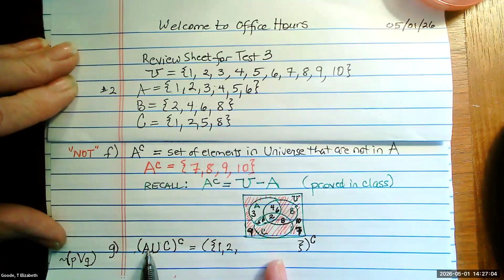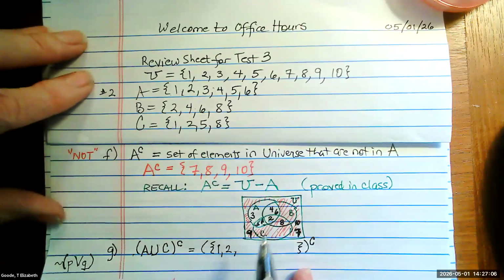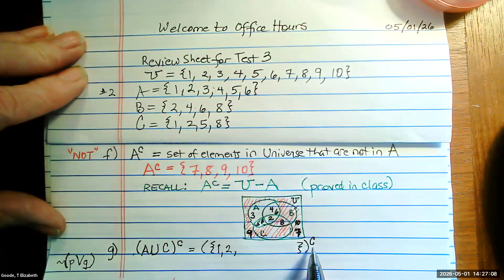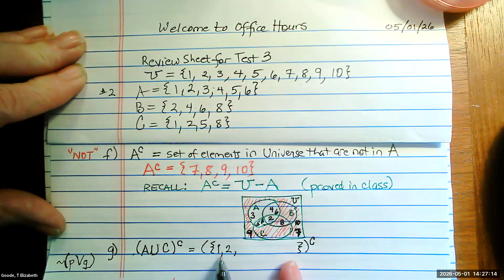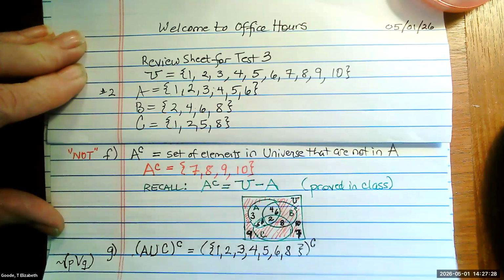So I'm listing all the numbers that are in A or in C. And then we'll take the complement after we do that. Right, we'll work inside parentheses first. So let's list all the elements that are in A or C. That's A union C: 1, 2, 3, 4, 5, 6, and 8. Great.